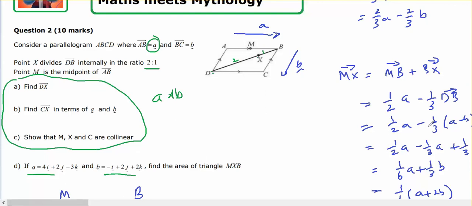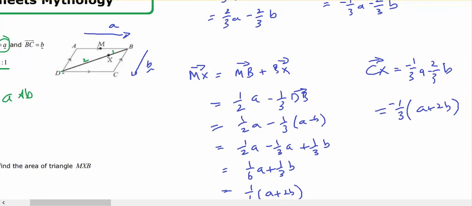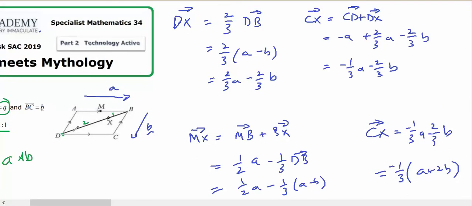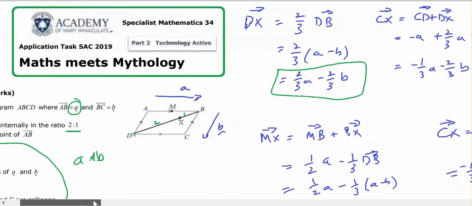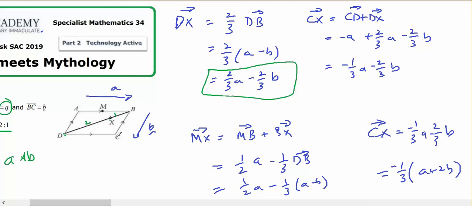Okay, so for DX, D to X will be 2/3 D to B. D to B is minus A plus B, so this is an expression for DX. And you're asked to find CX. Well, C to X is C to D plus D to X. So C to D is minus A plus this here, gives me this expression for C to X.